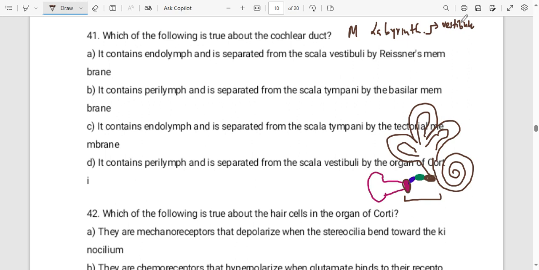Now, the vestibule is also known as the otolith organs. That's the saccule and the utricle. And then you are going to have the three semicircular canals, which are anterior, posterior, and lateral. And then we also have the cochlea. So these are the spaces that we find in the membranous labyrinth.